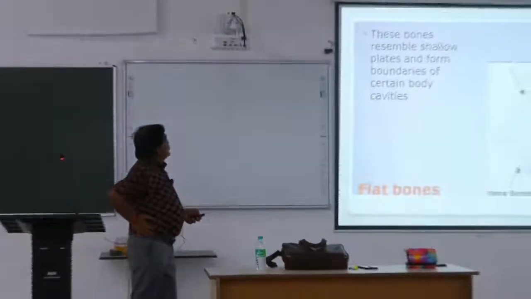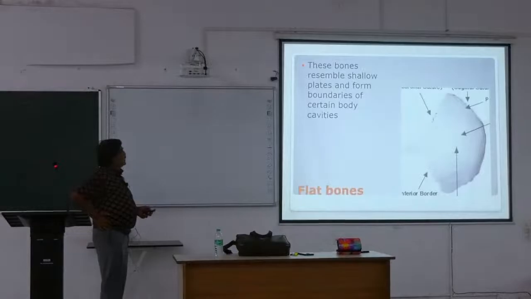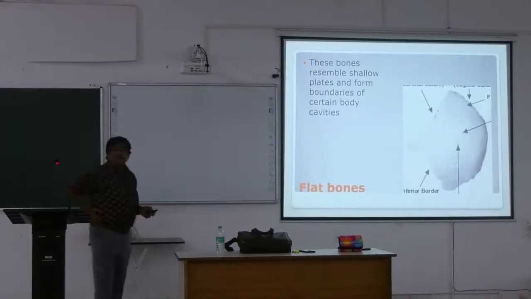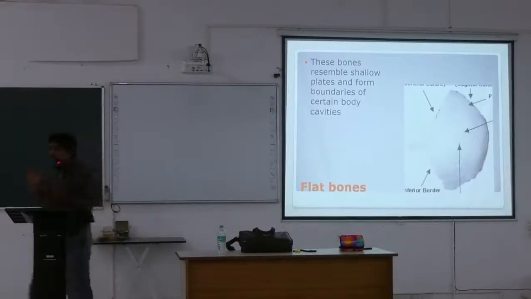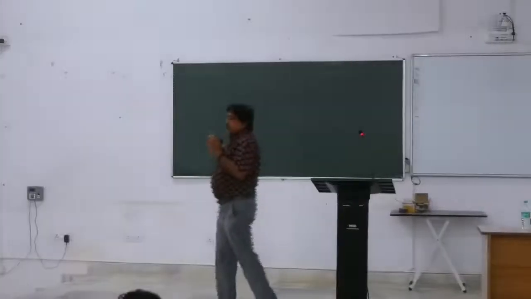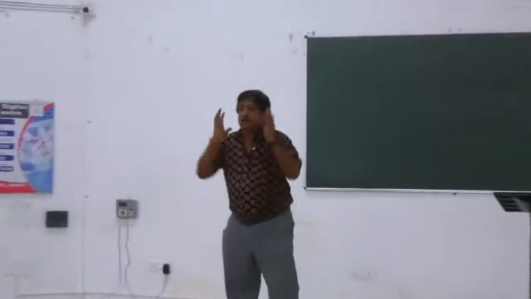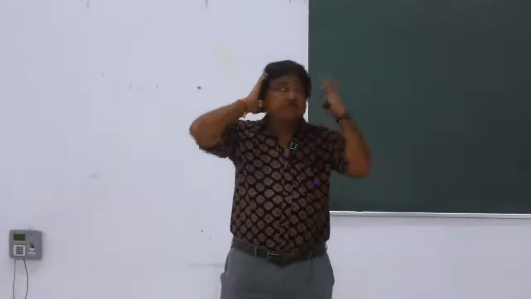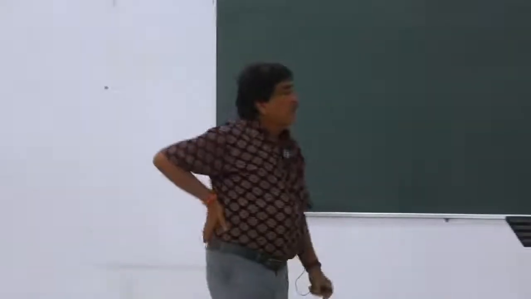Now, flat bones. The bones resemble shallow plates and form boundaries of certain body cavities. They form some boundaries of, say, the skull bones. This is a skull bone.